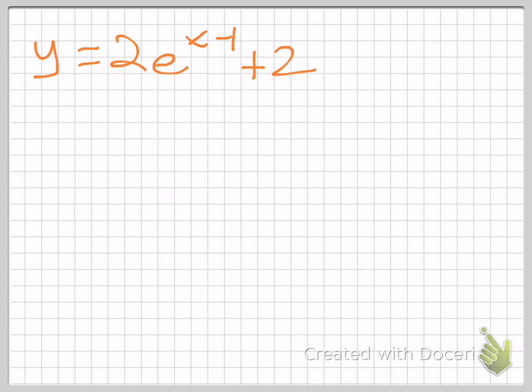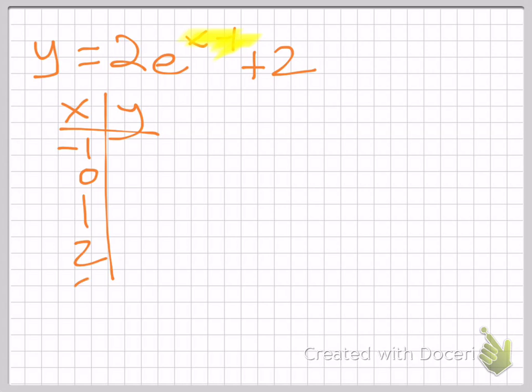The next function we're going to work with here is an e function. You have 2e to the x minus 1 plus 2. So then you're going to make your x and y tables the same way. x minus 1 is what you want to make 0. So with x minus 1, you're going to put 1 there in the middle. Negative 1, 0, 1, 2, and 3 would be your other values. So I'm going to put those values into my calculator, and so should you.